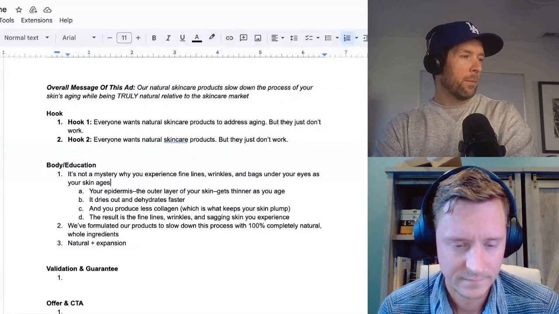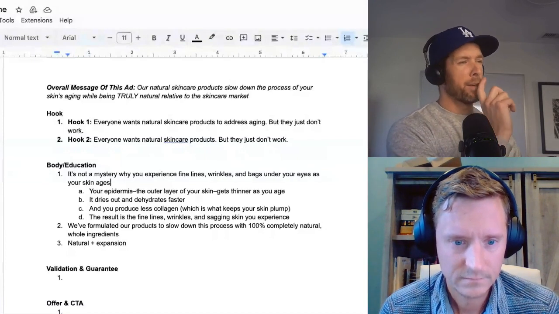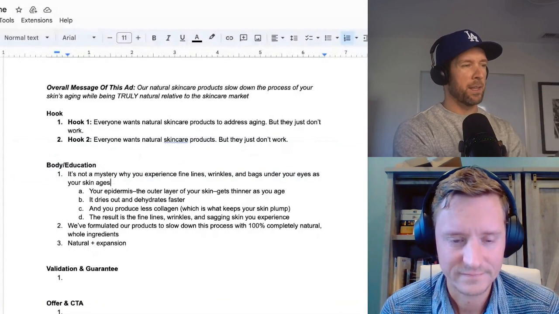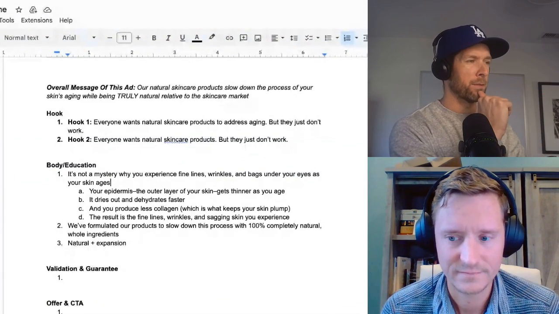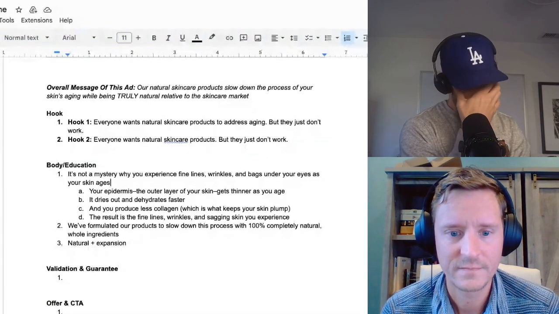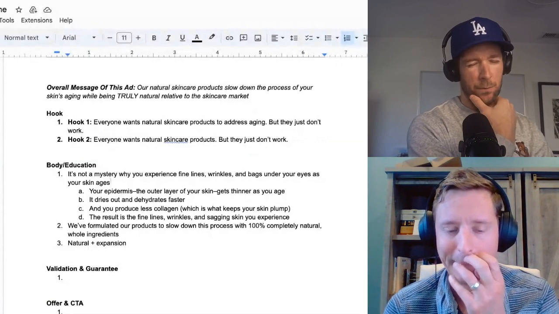Okay, but I still think we're not tight enough here. It's not a mystery why you experience fine lines, no pun intended, not tight enough. Fine lines, wrinkles, and bags under your eyes as your skin ages. Here's the reason why this happens. I think maybe we need to start off a little bit differently than that. We might want to say, we know why this happens. Is there a better way to address the issue from the start?